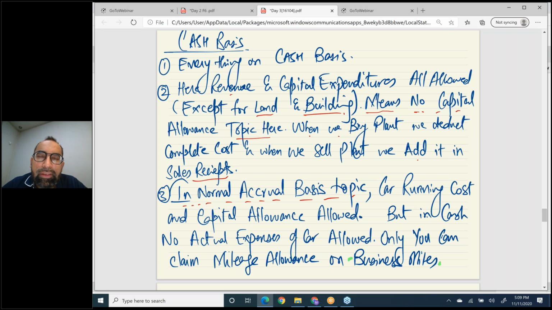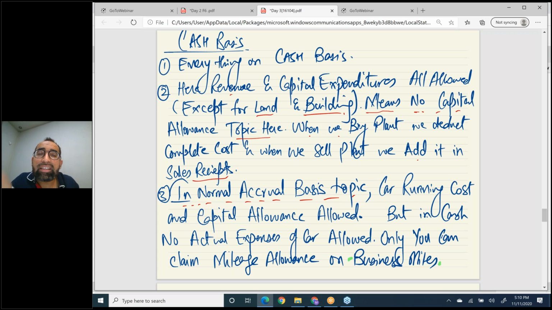These are very famous lines: no capital allowances on land and building. Even in your capital allowances chapter, it's not allowed. So same here. Here revenue and capital expenditures are all allowed. It means if you pay an electricity bill, it's allowed here. And if you buy plant and machinery, immediately the complete amount of that plant and machinery will be allowed.